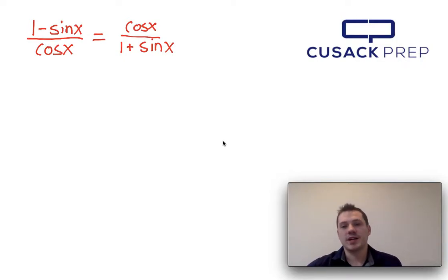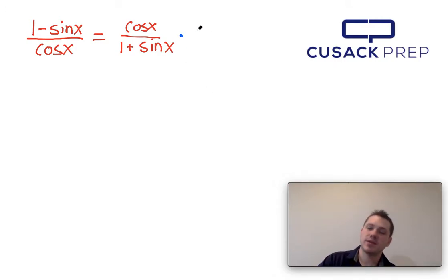What I have for you here is a video proving the trig identity (1 minus sine of x) over cosine of x is equal to cosine of x over (1 plus sine of x). Now, in this particular problem, the two sides of the equation look very, very similar, and I can't really say that one is any more complicated than the other, so I'm just going to choose to work from one of them. I could just as easily work from the other side. I'm going to choose to work from the right side.